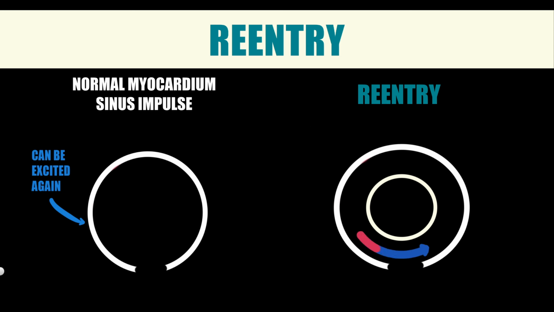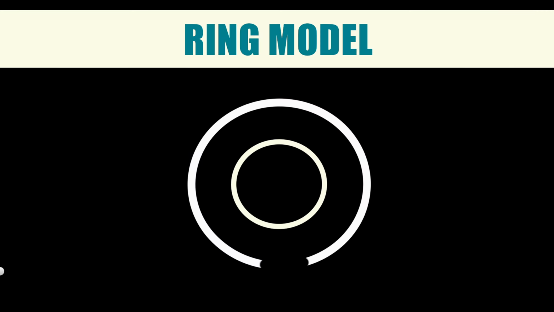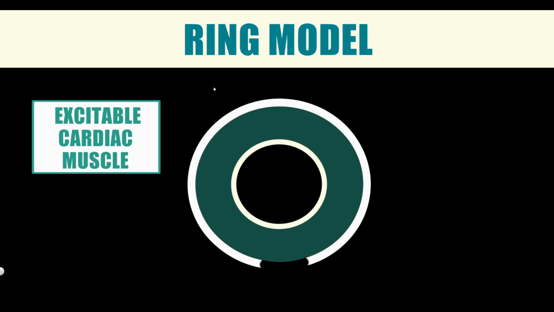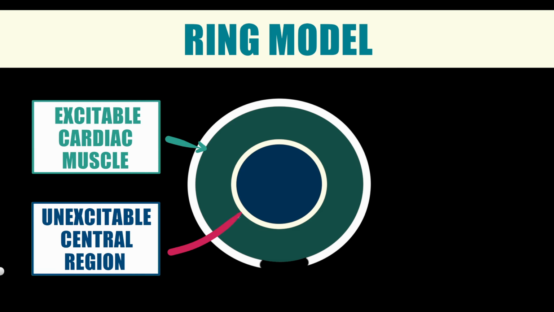Reentry occurs when a propagating impulse fails to die out after normal activation and persists to re-excite the heart after expiration of refractory period. Classically, reentry is explained by the ring model. The ring is a model of an anatomical reentrant circuit, an anatomical fixed pathway of excitable cardiac muscle that is located around unexcitable central region.